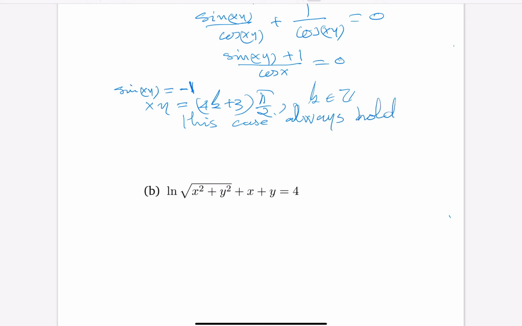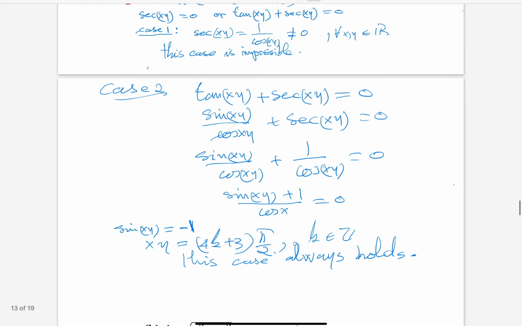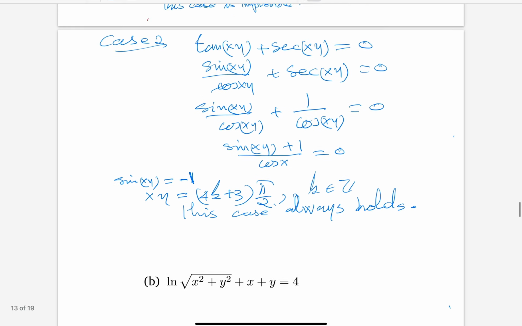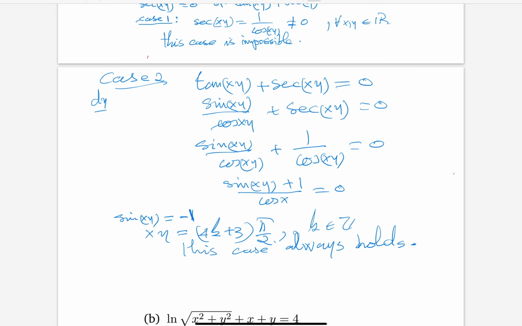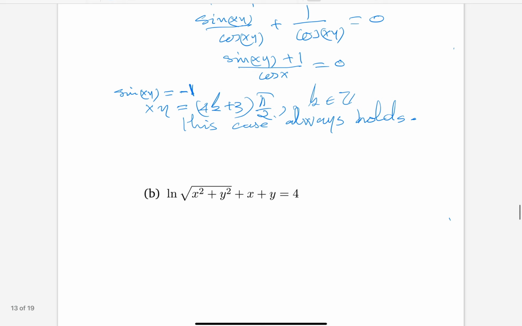Okay, this case will always hold. Now, from here, how can we decide dy over dx? Again, our goal is to find dy over dx. How can we decide from here?